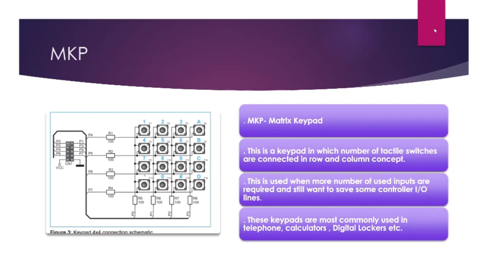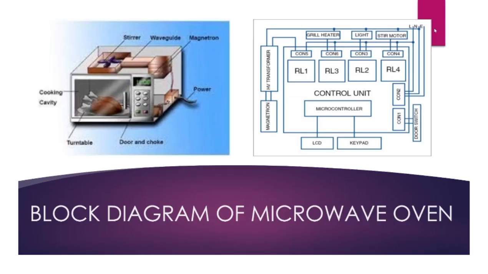The second component we used is the MKP, matrix keyboard. This is a keypad in which a number of tactile switches are connected in rows and columns. This is used when more inputs are required and we still want to save some controller input lines. These keypads are most commonly used in telephones, calculators, digital lockers, and few more. Furthermore, the block diagram of microwave oven will be explained by Ayush.